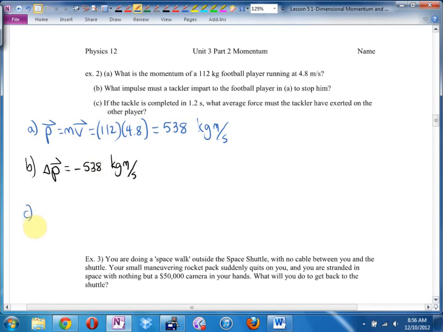If the tackle is completed in 1.2 seconds, now 1.2 seconds is probably way too long for a tackle, but I was making up numbers. If the tackle is completed in 1.2 seconds, what average force must the tackler have exerted? Okay, now we have a time and a force. You know what, Alicia? I'm going to use the other definition of impulse.